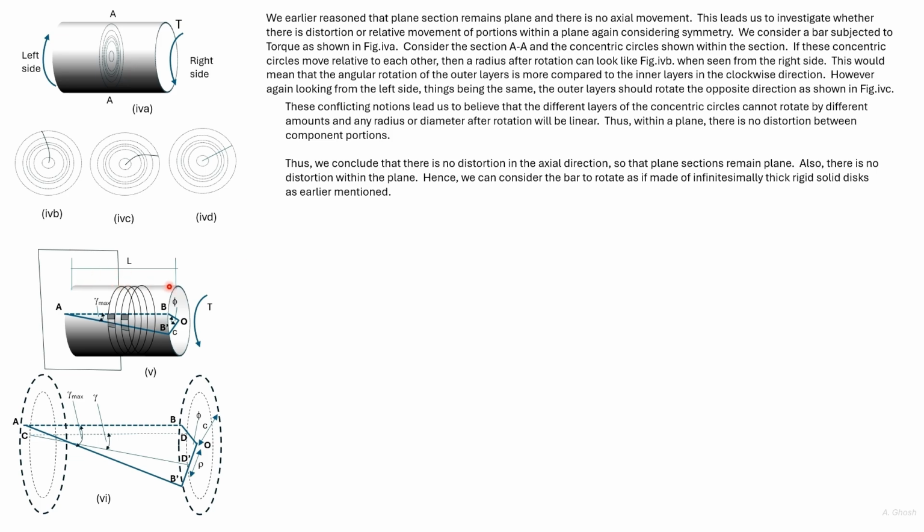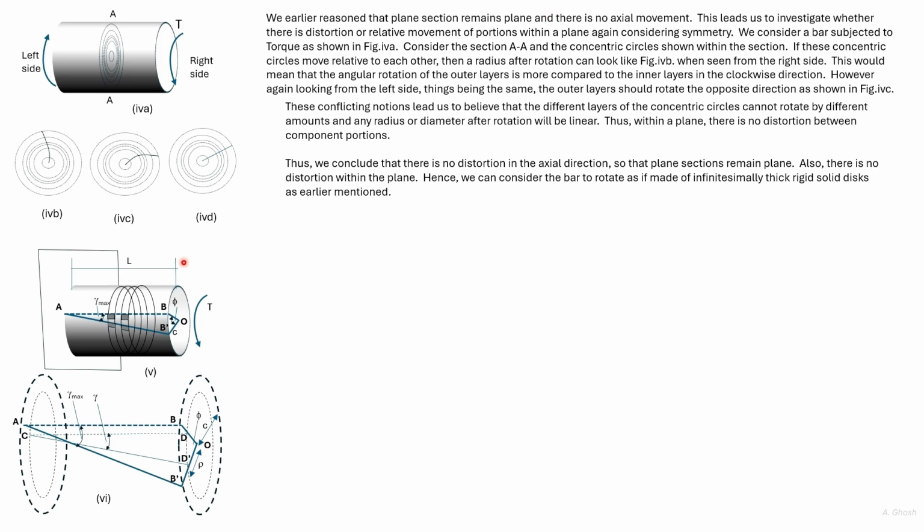Here we have a circular bar of constant cross-section and length L, to which a torque P has been applied on the right end. The left end is fixed and does not move with the application of the torque. AB is a horizontal line on the surface, which after application of the torque moves to AB dash. So the point B moves from B to B dash.